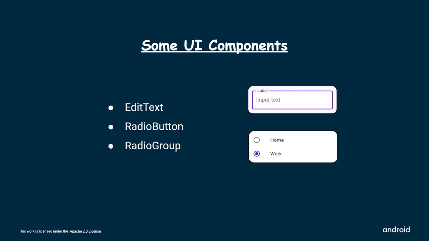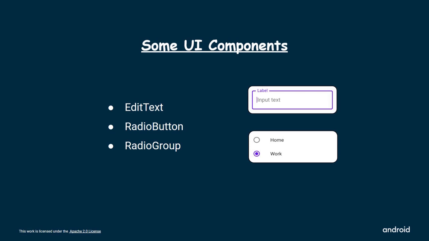Edit text is an overlay over text view that configures itself to be editable. It is the predefined subclass of text view that includes rich editing capabilities. Here is a snapshot of an edit text, like you can see that.